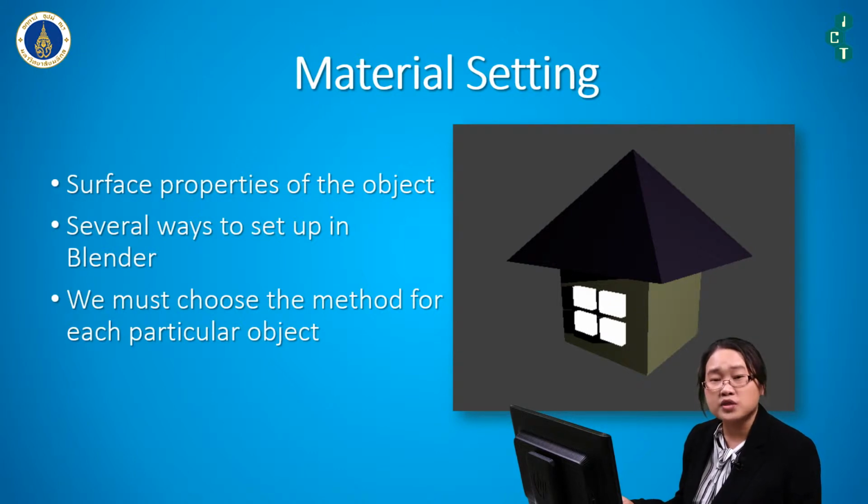There are several ways to set it up in Blender. The first way is just the basic material setting in the basic Blender, and I'm going to show that to you. Another way, which we will use mainly in this video, is the Cycles renderer. Because for one object you should apply the same rendering effect, you have to make the decision whether you are going to use the normal Blender render or the Cycles render.